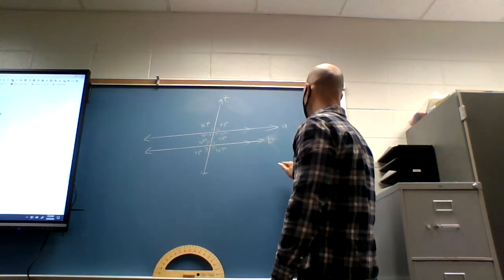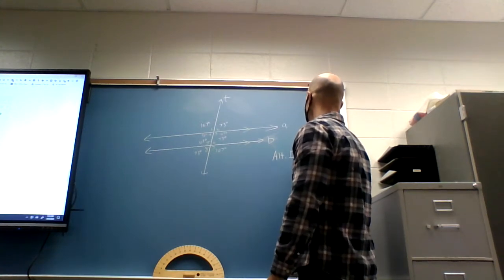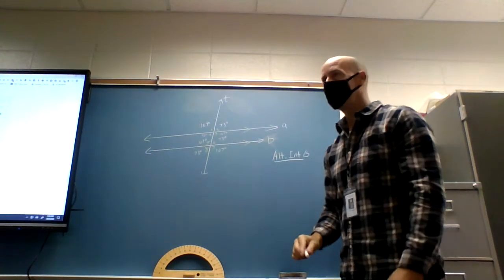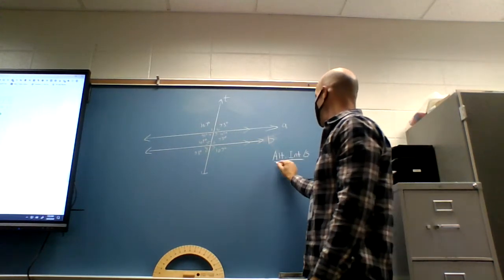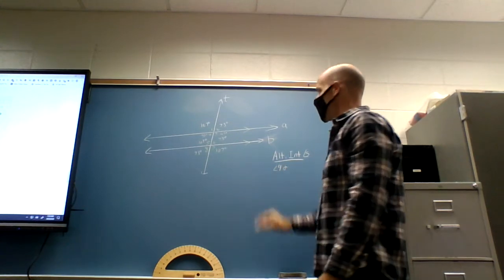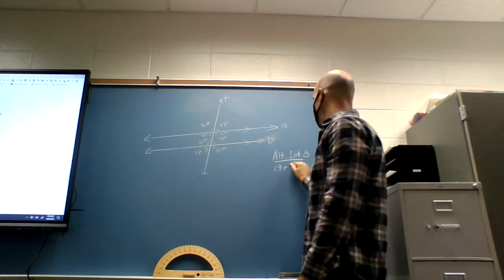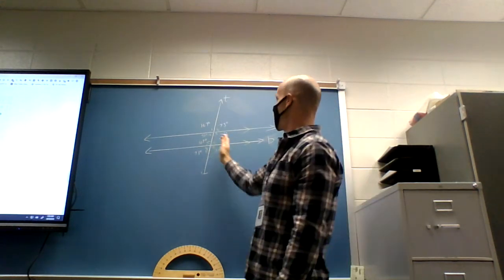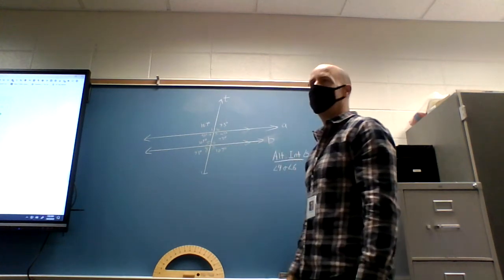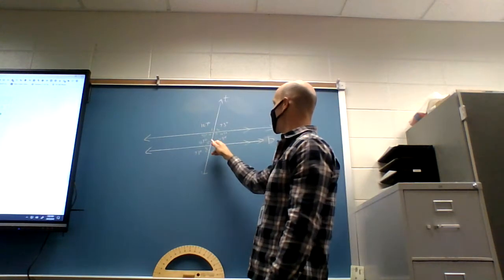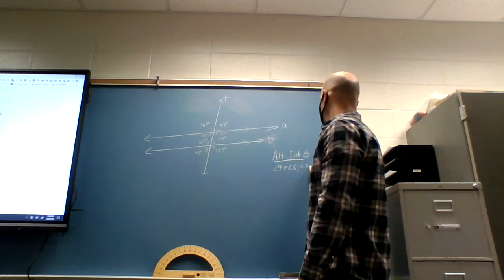Do you guys remember alternate interior angles from last week? So what is an example of alternate interior angles up here in my case? Angle 4 and angle what? What would be the alternate interior angle to angle 4? Yeah, angle 6, right? So remember, alternate means they have to be on different sides of the transversal. Interior means they have to be kind of between these other two lines. So alternate interior angles would be angles 4 and 6. We could also say angles 3 and 5.